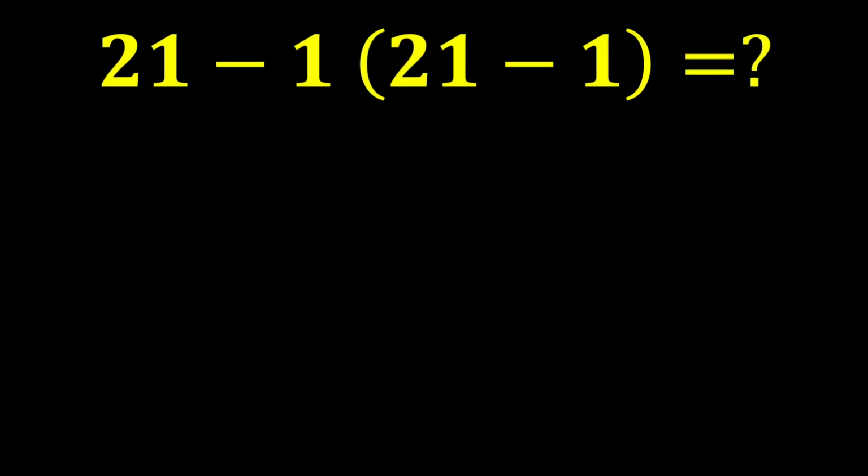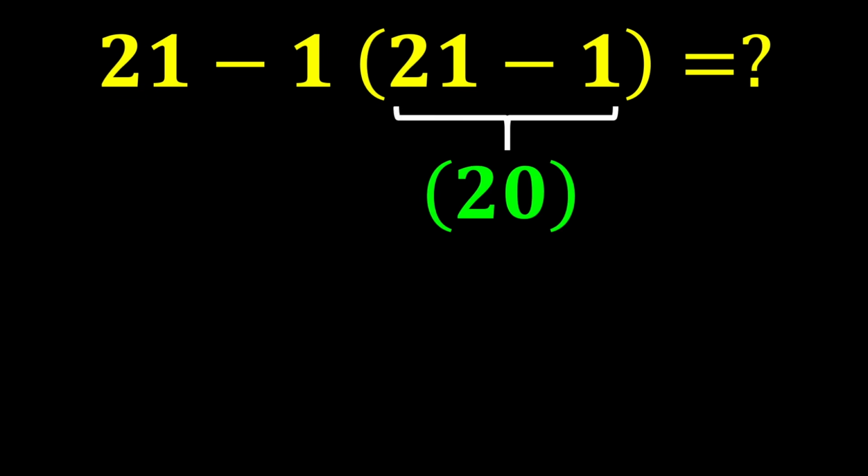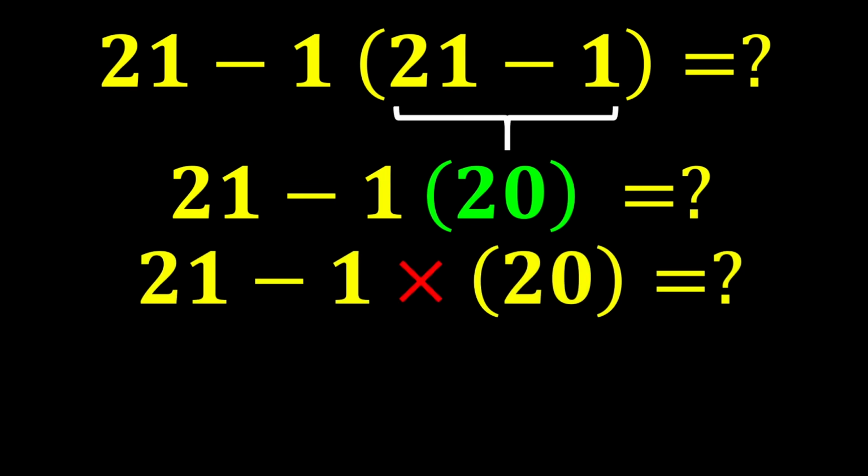21 minus 1 times 21 minus 1. According to PEMDAS, we first calculate the parentheses, 21 minus 1 gives us 20, and the expression becomes 21 minus 1 times 20. In mathematics, when a number is written next to parentheses, it means that the number is multiplied by the expression inside the parentheses. However, for simplicity, we usually do not write the multiplication sign.